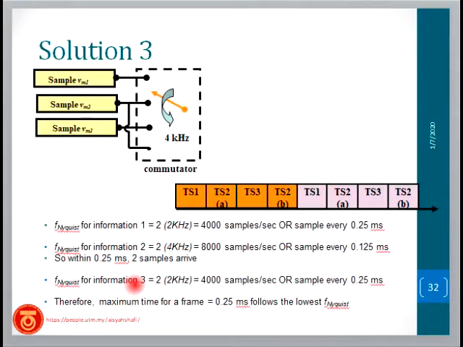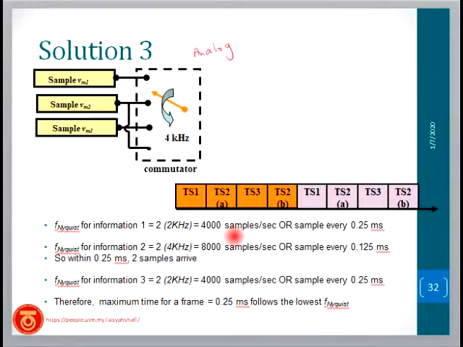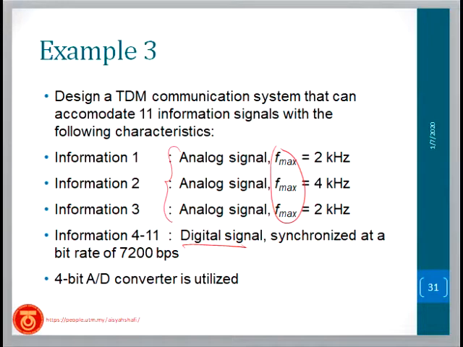Okay, the solution. For TDM, this is the block diagram of the TDM process. The commutator is for the PAM, for the analog. From the question, we have three analog signals, and then 4 to 11 are digital signals. So for the analog signals, we need to use the commutator at the 4 kilohertz given.